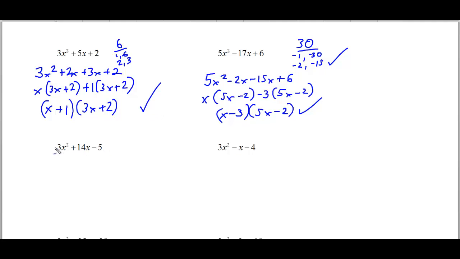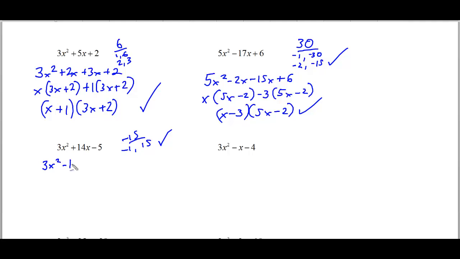Okay, looking at the next one, 3 and negative 5, this makes negative 15. We have to get a positive 14 here, so we want 1 and 15, but since we want a positive 14, I'm going to put a negative with the smaller number. And that's our answer. Wow, check that out. That is the first factor we tried, and it works right on time.